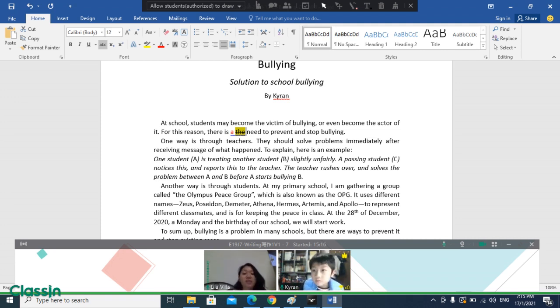Okay. There's a need to prevent and stop. So do you see now, based on this example, what do you think is the difference between a versus the? Yeah, like why did I change the to a? Does it even make a difference? If it doesn't make a difference, then what's the point of changing it?